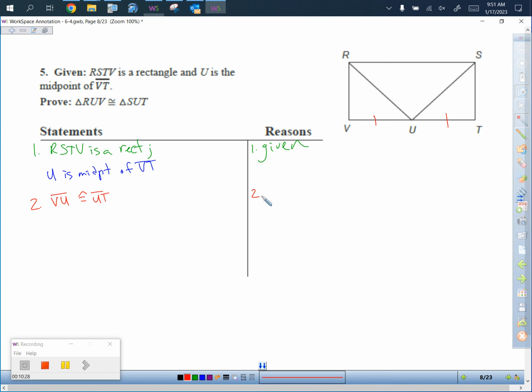Please line up your steps. Here's step 2 as a statement. Step 2 is a reason. Please tell me that reason. What is that? Definition of midpoint. Cool. I haven't even looked at what they wanted me to prove yet. I know when they give me a midpoint, I'm going to need to use its definition. Let's see what they want us to prove. Prove these two triangles congruent to each other.